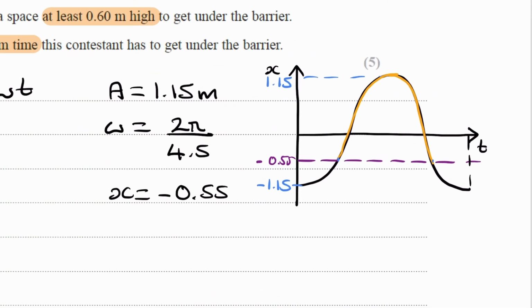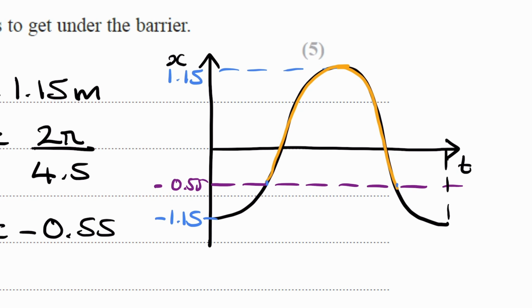So when x is equal to minus 0.55 meters, when we put that in our equation, we can work out what these two times here are. We then find the difference between those two times. That will give us the time that the barrier is above 0.6 meters from the ground. That will be our answer.